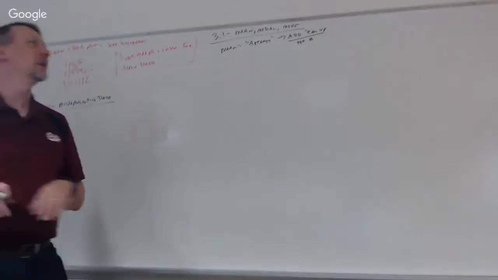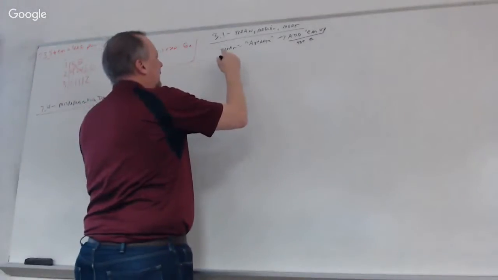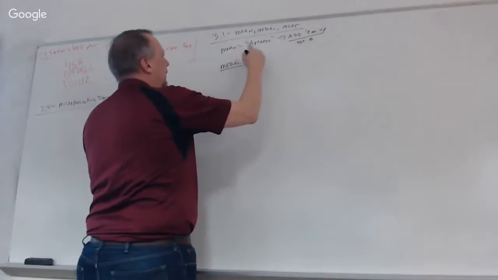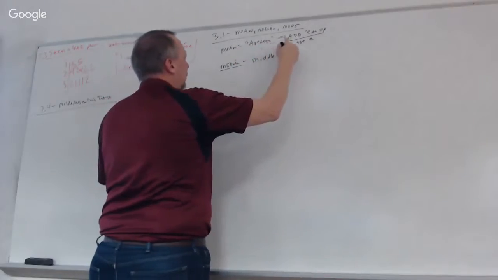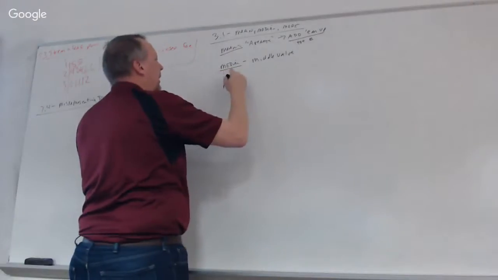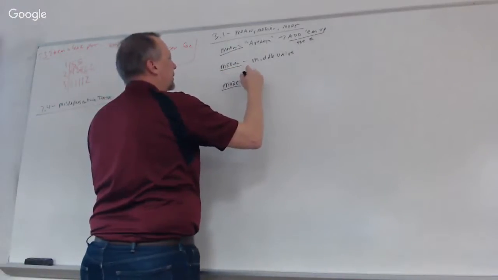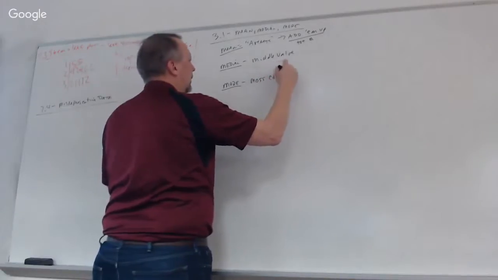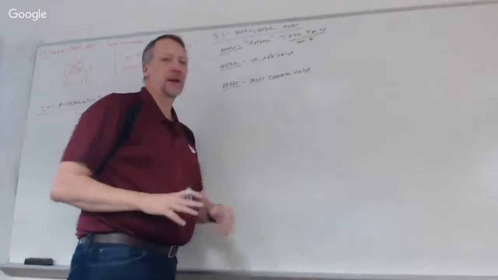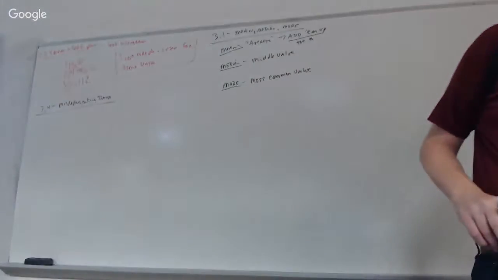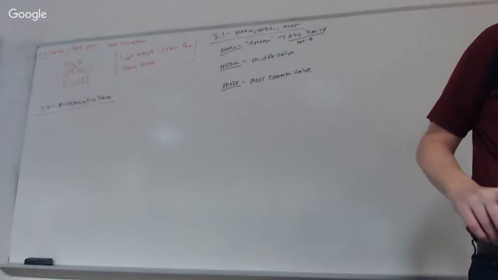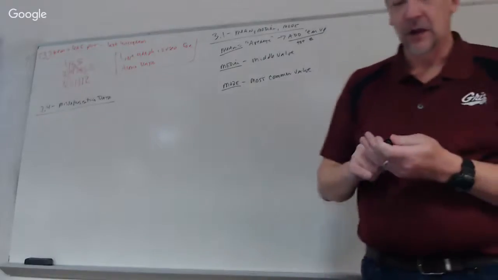Okay? We can also talk about the median, which is the middle value. We can also talk about the mode. The mode is the most common value. Okay? So, let's do an example here. I'm just going to open up a blank sheet here.